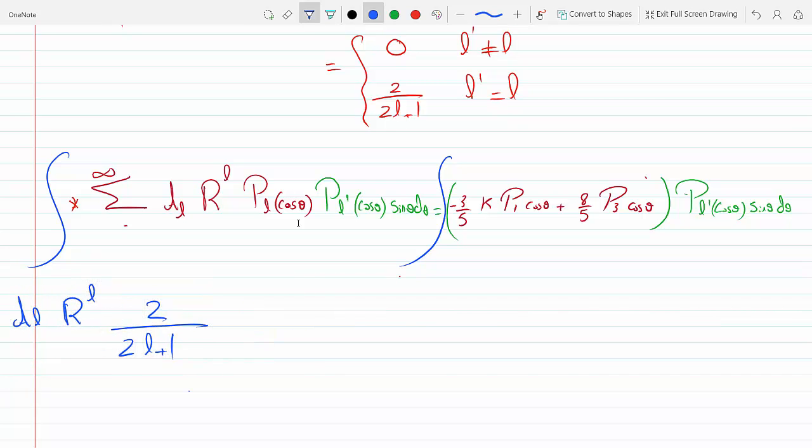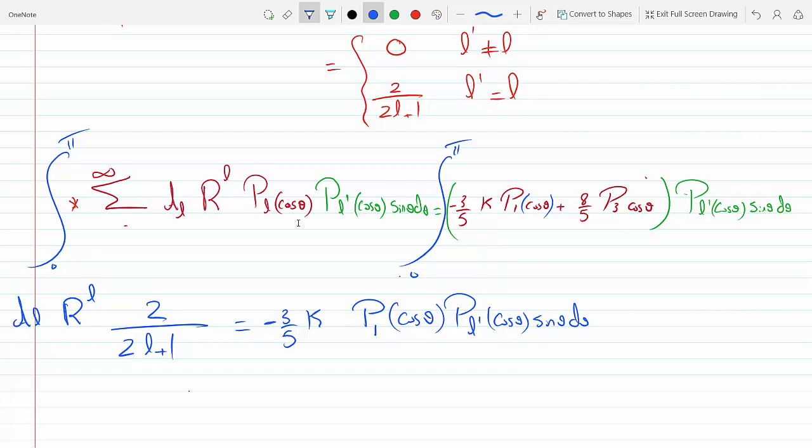So you do them in the same step, and now I can distribute the integral, and of course I'm integrating from 0 to pi on both of them. Right? This is the Fourier trick. So I get minus 3 over 5 k, P_1 cosine theta, P_L' cosine theta sine theta d theta. That's one from 0 to pi, right? Plus the other one, plus 8 over 5 k.